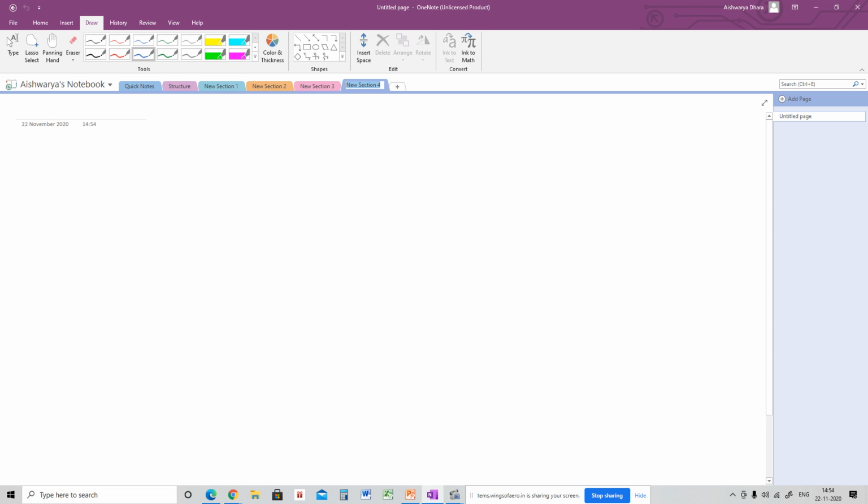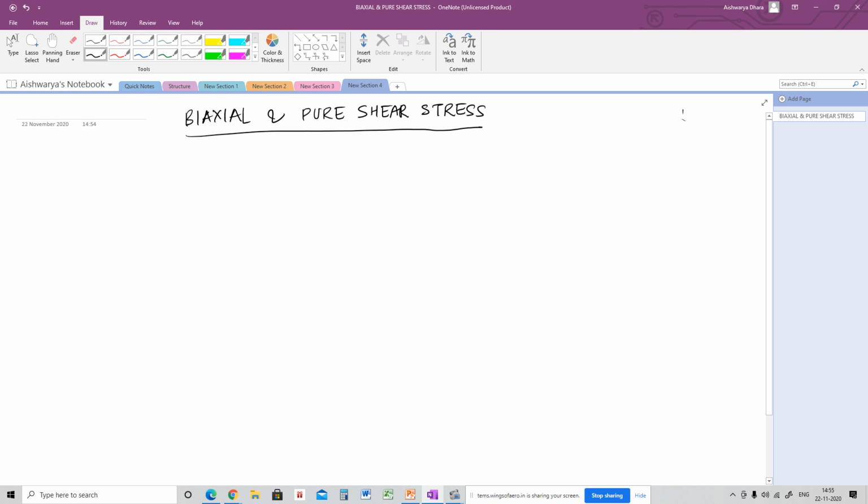Next comes the combination of biaxial and pure shear stress. So here by the name itself you can understand that there will be a combination of both the biaxial load as well as pure shear. So it will be something like this.